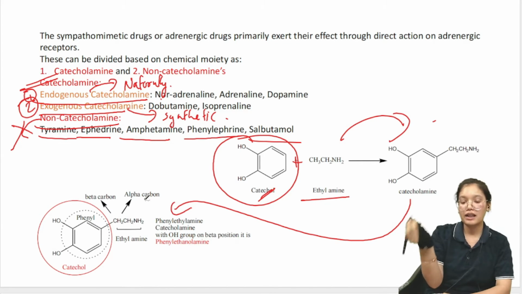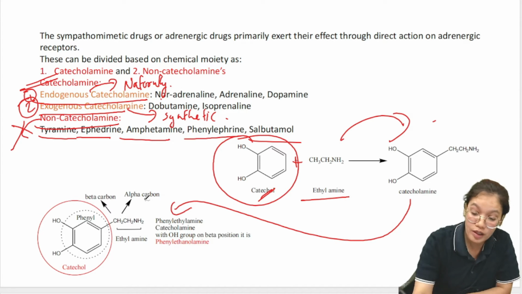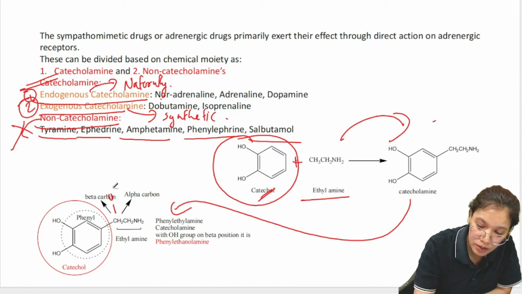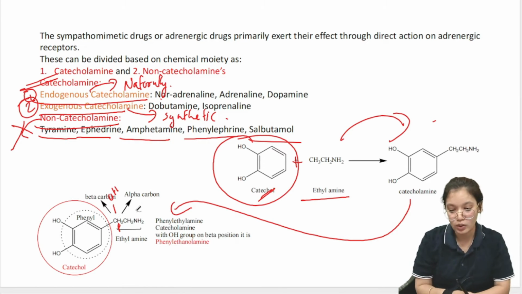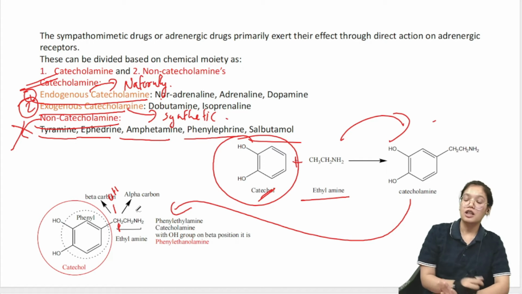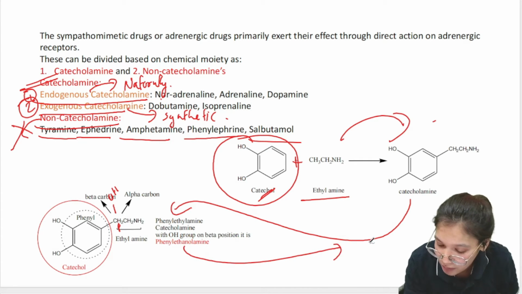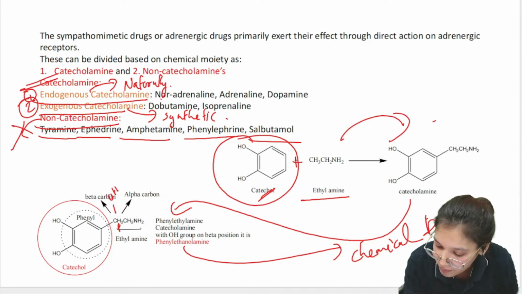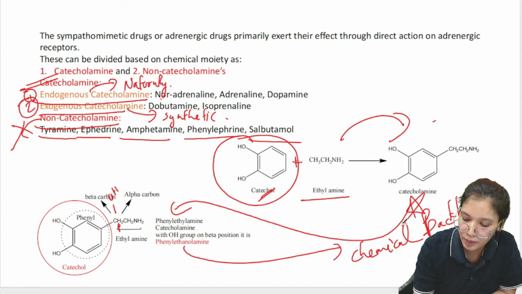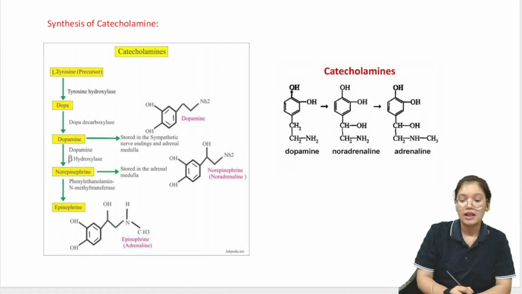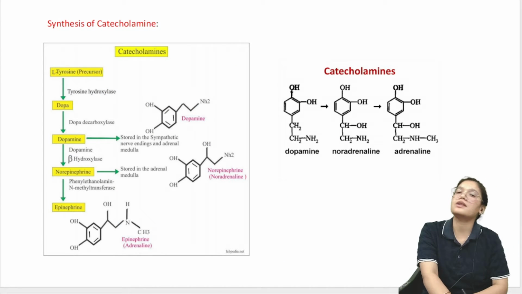Now if we add an OH group to the beta carbon of this phenylethylamine or catecholamine, it is known as phenylethanolamine. This phenylethanolamine is the chemical backbone of many adrenergic drugs, so it is very important. Now, moving forward towards the synthesis of catecholamines.